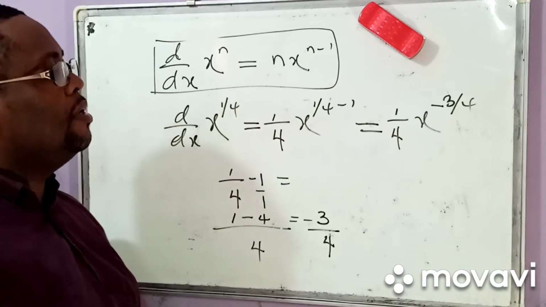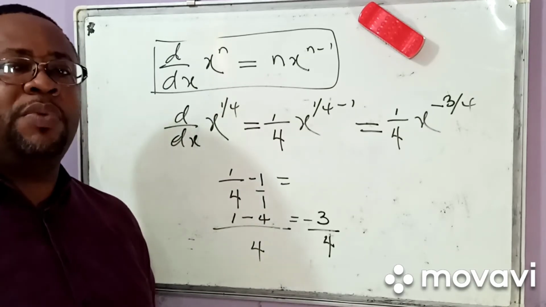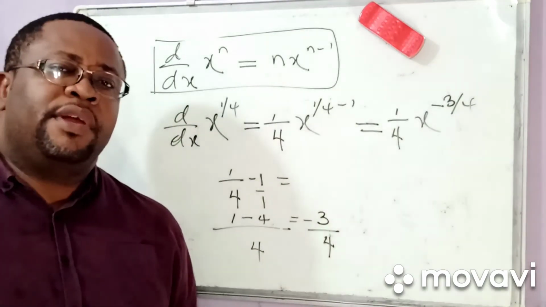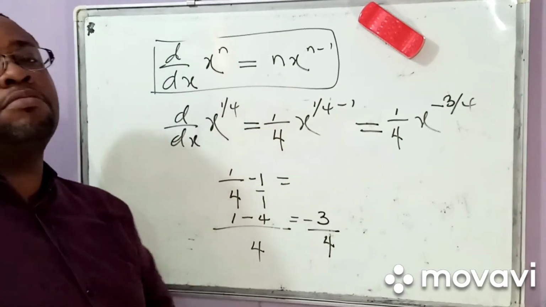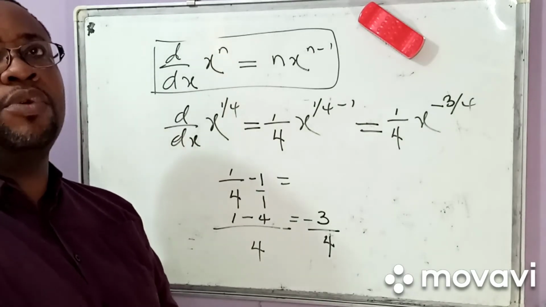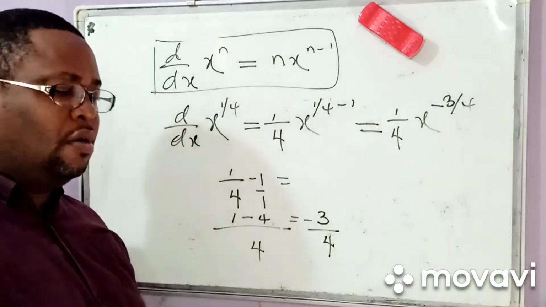That's good. So this is the simplest way we can introduce the theory of differentiation. You take your power, break it down, and then subtract 1. Once you do that, you have differentiated. Voila.